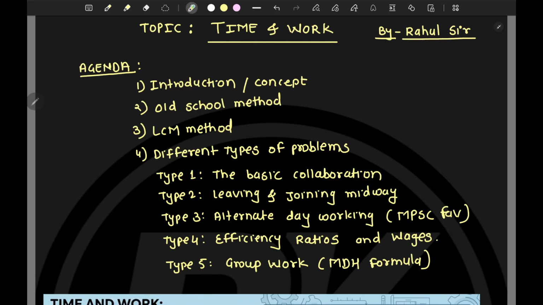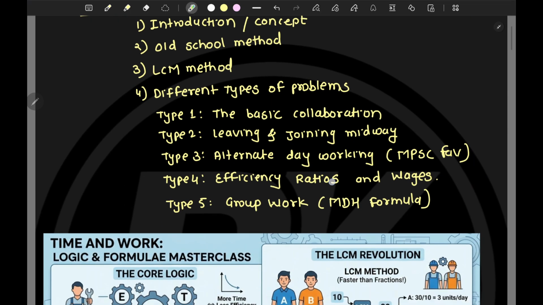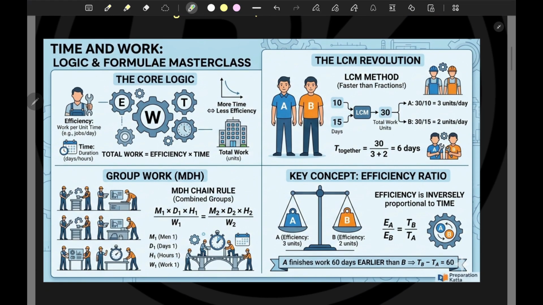So, our today's topic is time and work. This is our overall agenda. We will start with the introduction, then we will see what is the old school method, what is the LCM method to solve these problems, and what are the different types of time and work problems. And this is an overall summary of this topic.